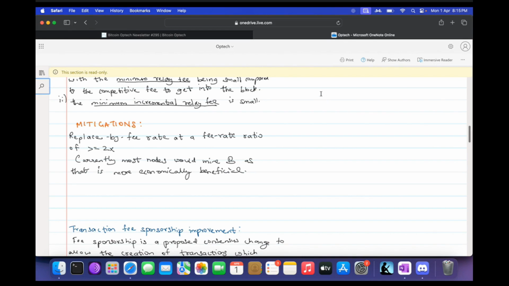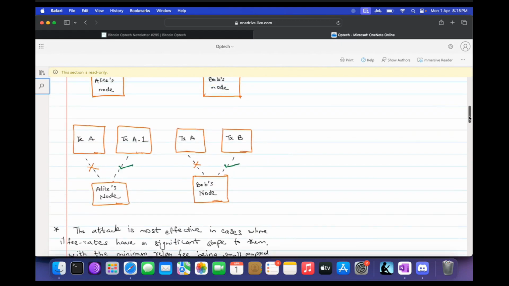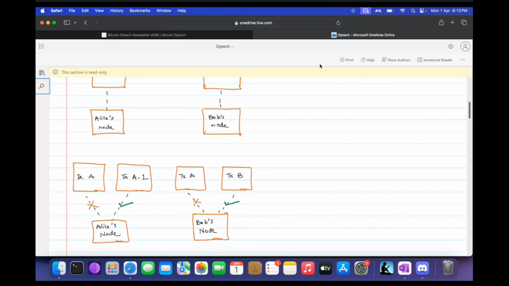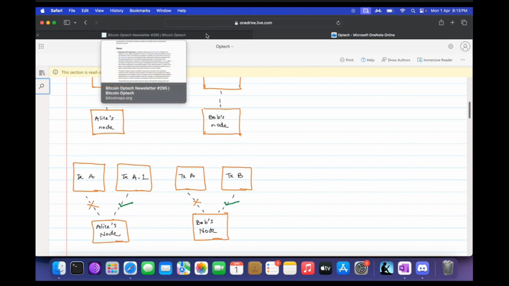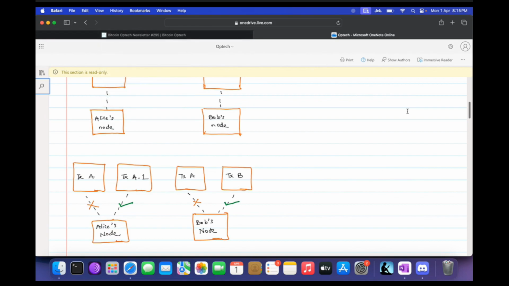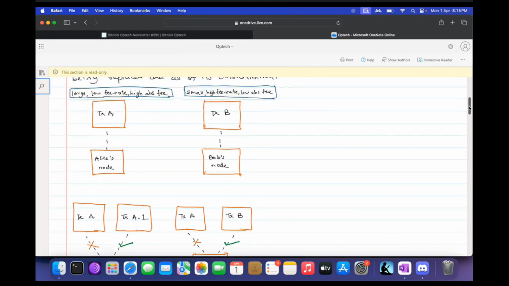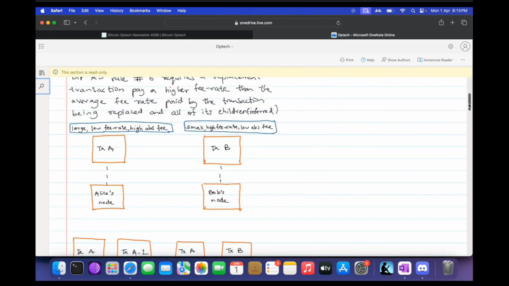Do you mind if I ask a question about the problem itself? I was curious why would any node reject a transaction with an absolute higher fee just because the fee rate is lower? If I imagine myself as a full node, I only care about the absolute fee. I got your question.